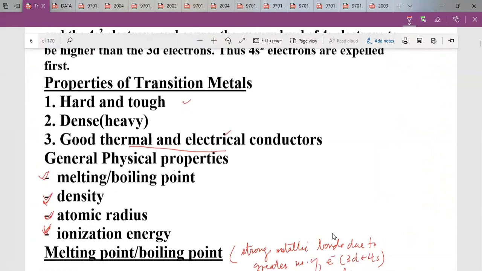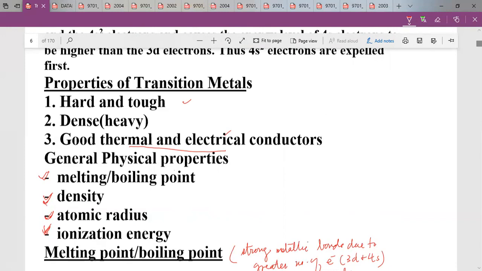Now, the properties of transition metals are, well, they're hard and tough. That's why titanium is used for cameras, you know, with light and very hard. They're very expensive, so they're very dense and good electrical conductors. But the 4 important things here, which the syllabus wants, are high melting point, high density, the atomic radius, and the ionization energy.